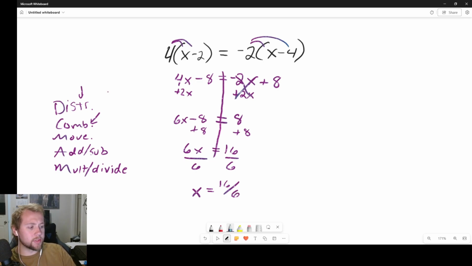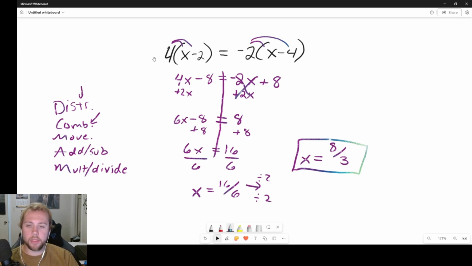You can divide both 16 and 6 by 2. So divide the numerator and denominator by 2. And my final answer will be x is equal to 8 over 3. It's okay to have a fraction as an answer. It's going to happen. Don't be scared when it does.